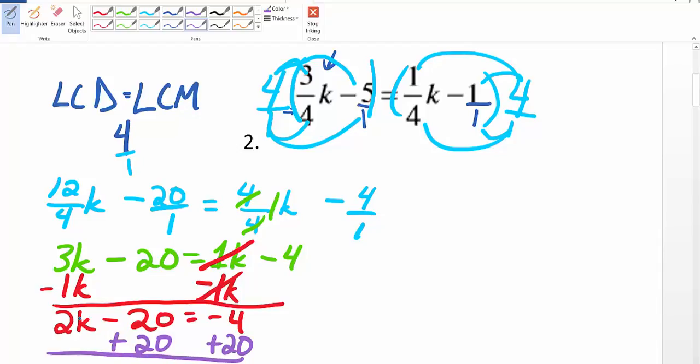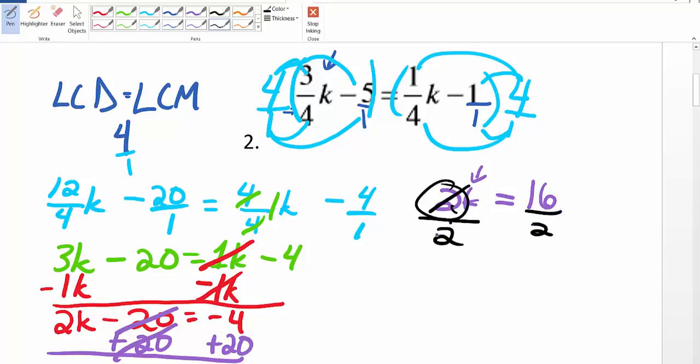So once we do that, we're left with the 2k on the left side. The -20 cancels out with our +20, so that's gone. Equals -4 plus 20 comes out to be 16. And now again, we want this k all by himself. It is stuck and glued by this coefficient of 2, so we're going to go ahead and divide that coefficient on both sides. 2's end up canceling out, leaving us with just the k that we were hoping for, equals on this side 8. So our final answer comes out to be 8.